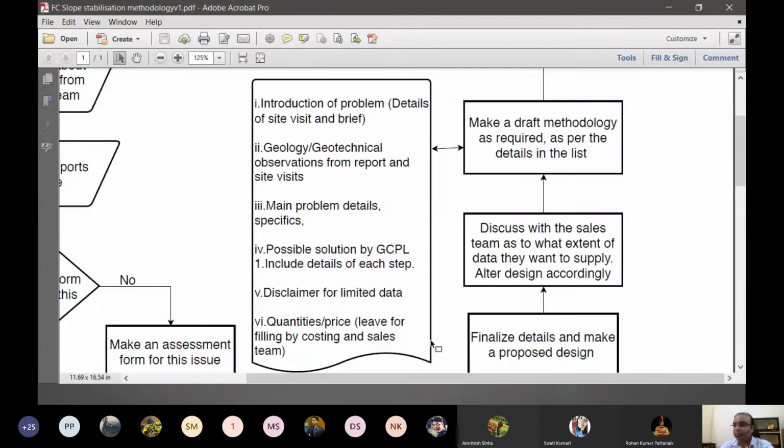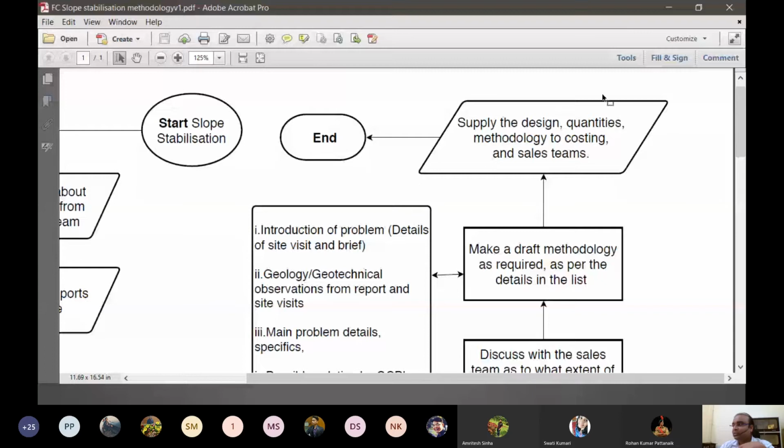So that report making, like every one of you will be doing some sort of reports while your projects will be decided. So similar reports we have to make for all types of work. So what are the parts of those reports, that also I have to include in this document, and supply the design quantities and methodology to the costing and sales team. My work was done by handing over to the sales team, and that's it for now before the application work.